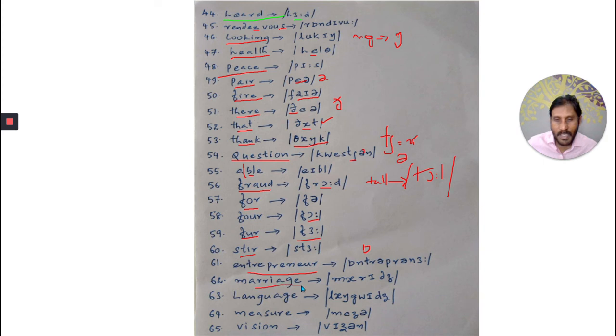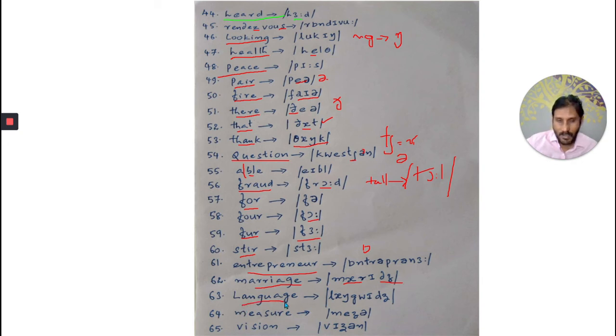Marriage, we say. M A R R I A G E. Marriage spelling. Not just transcription is important, the spelling is very important. If you remember these 90 spellings and their symbols, the topic of phonetics is in your hands. So, marriage. I attended a marriage yesterday.